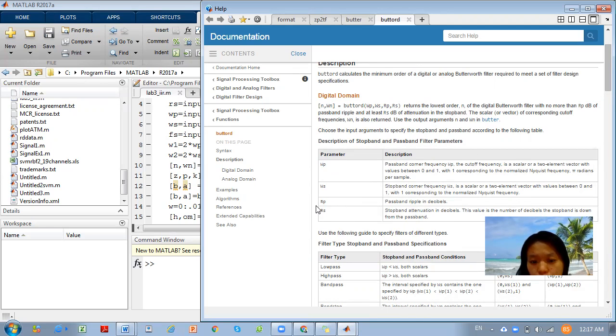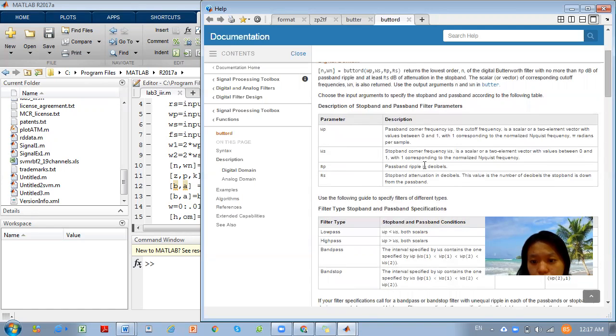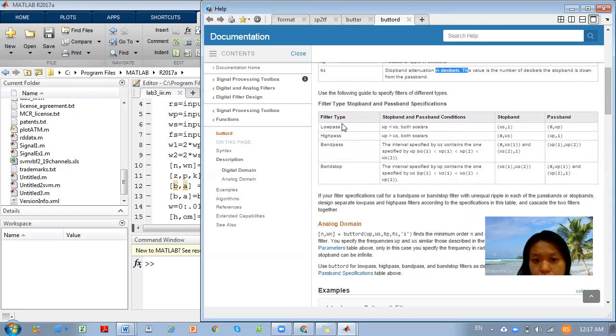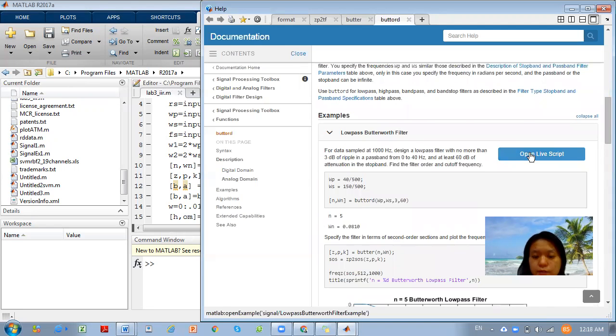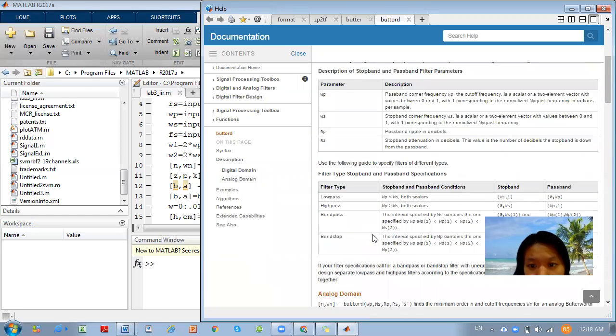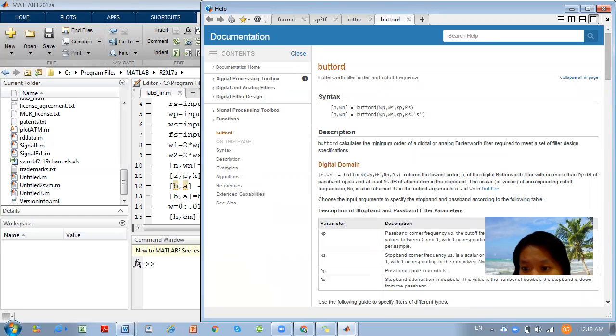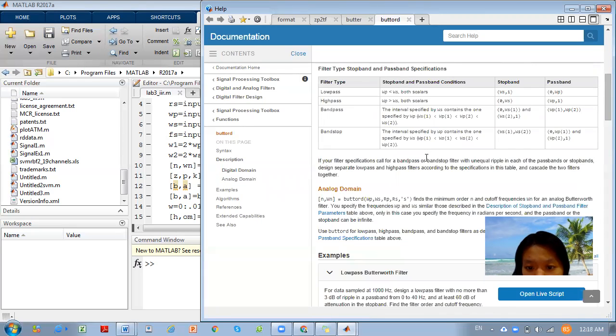For your information, RP and RS should be in decibels. This is the filter type: low pass, high pass, band pass, or band stop. You can refer here to see how it is calculated. The S indicated here is optional, whether you have the S or not. So we can see what this S means.